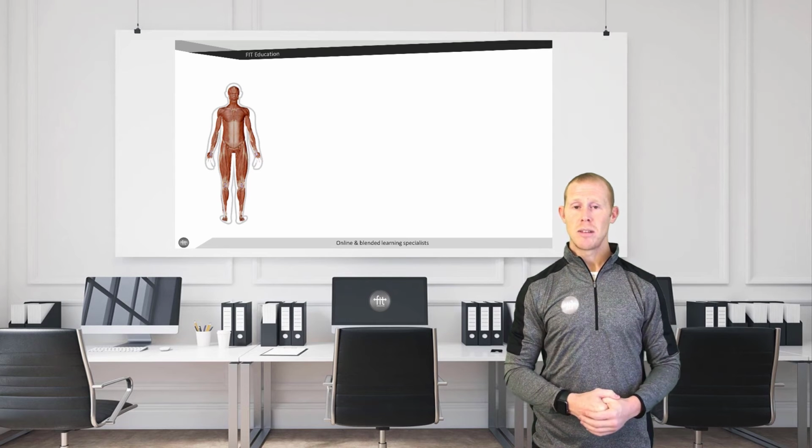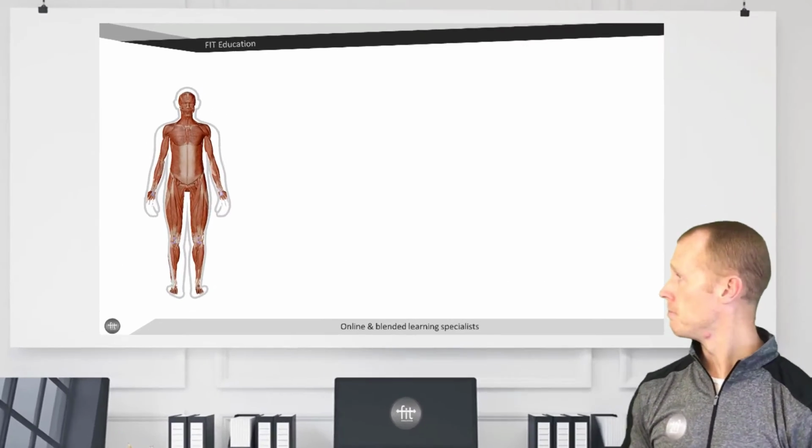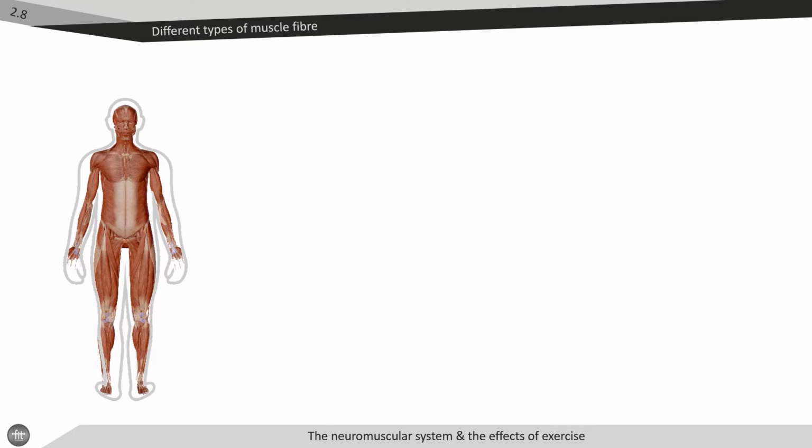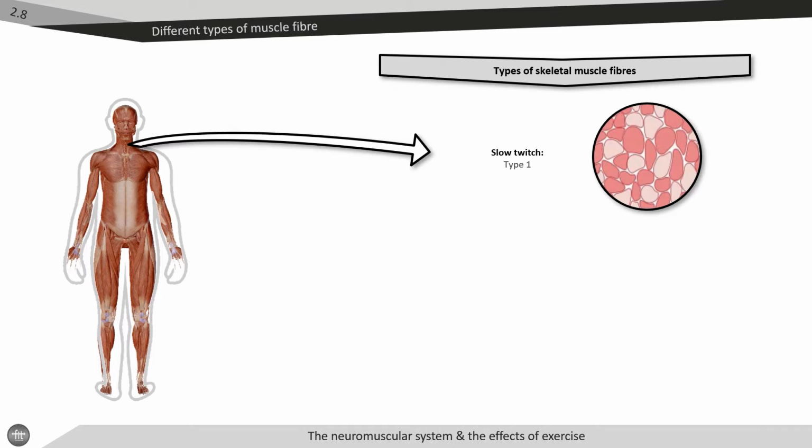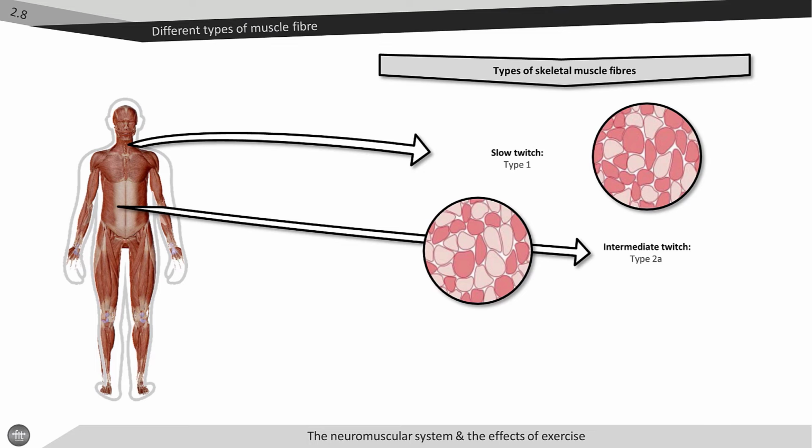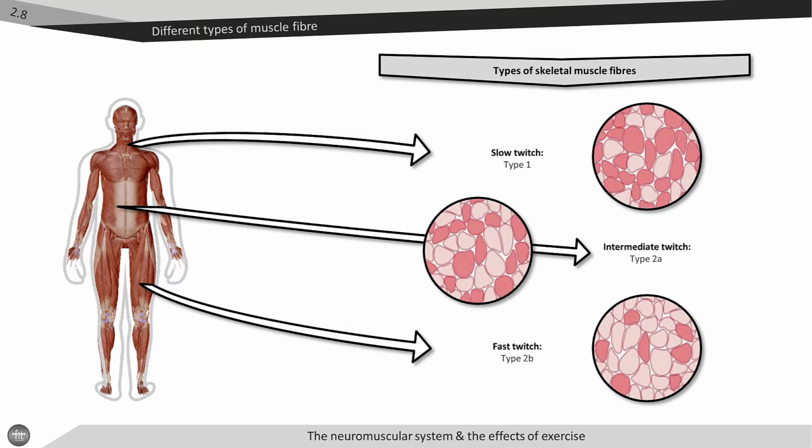So let's have a look at the three different fibre types now. There are three different fibre types found in different ratios across all muscles of an individual. The different fibre types include slow twitch, also known as type 1, intermediate twitch, also known as type 2A, and fast twitch, also known as type 2B. A person's fibre type distribution is determined by genetics, with each fibre type having different contractile and metabolic characteristics, which we'll look at now.